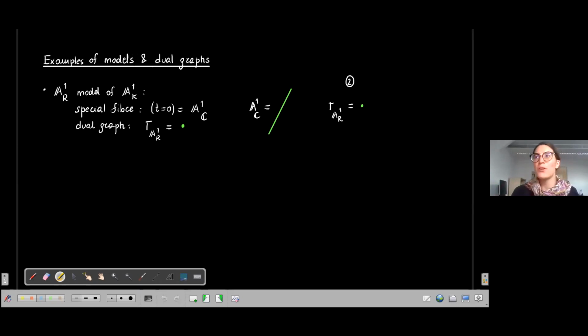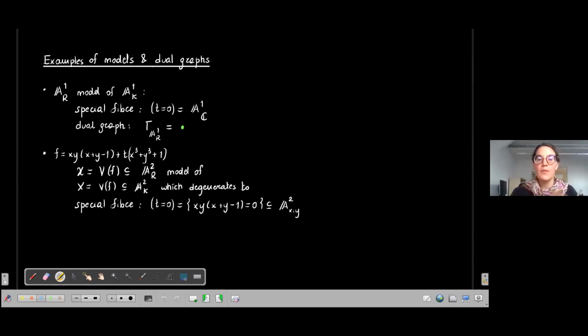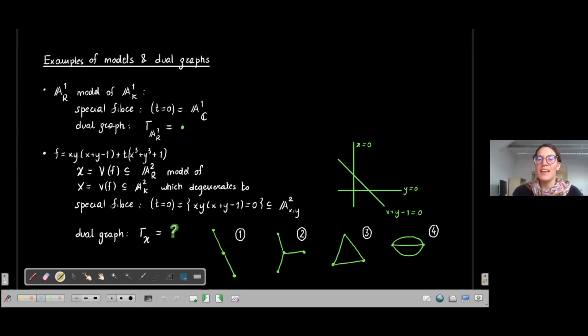Now let's make a more complicated example. Let's pick the example that I mentioned before. Let's take this F given by this polynomial. Let's think of this as a model, and then let's take the special fiber. Here the special fiber has 3 components. I will picture the 3 components here for you. And now again, we want to compute the dual graph. So I will give you again options, and these are 4 options.